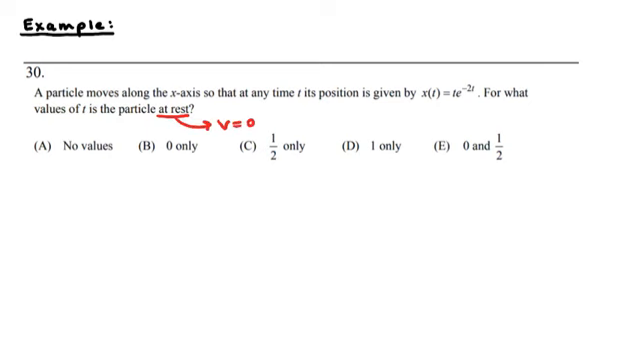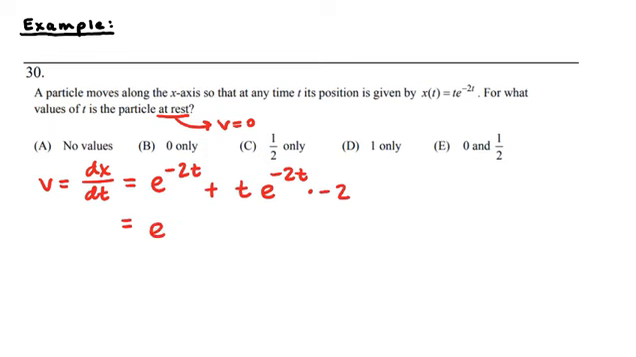So first I have to find v. v is going to be the derivative of x with respect to t. And I have to use the product rule. Well, I'll take the derivative of t first. That's 1. e to the negative 2t stays the same. Then I'm going to add in, leaving t the same, the derivative of e to the negative 2t. Well, e to the thing is its own derivative, and then we multiply by the derivative of the inside, which is negative 2. Okay, I'm going to write this a little differently: e to the negative 2t minus 2t e to the negative 2t.